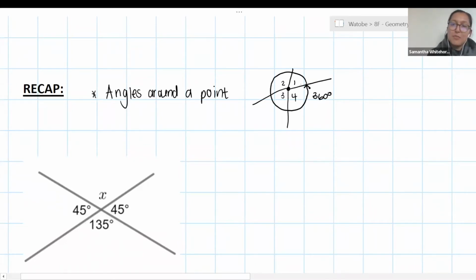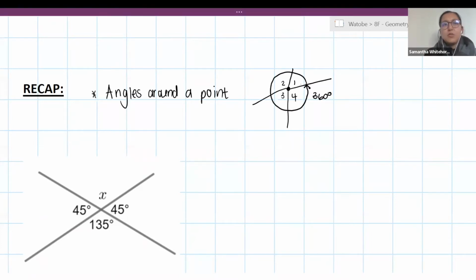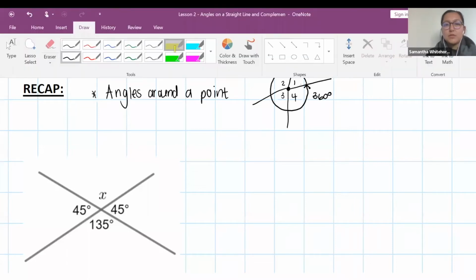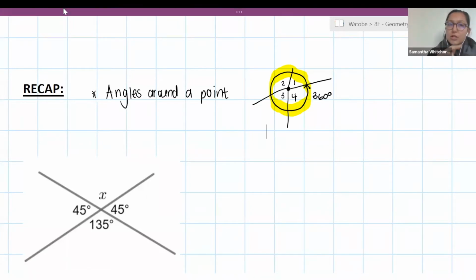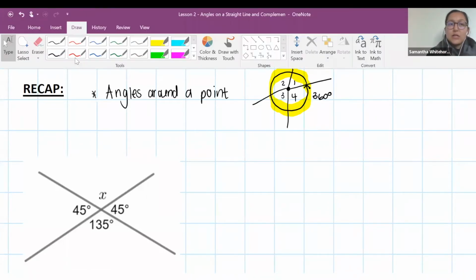So if I've got multiple angles around one central point, if I add all of those angles up, I'm going to get 360 degrees. Now this makes sense. If we look at this diagram and trace that path, what I'm forming is a circle. And we know that a circle's full revolution is 360 degrees. So all the angles around that central point should add up to 360 degrees.